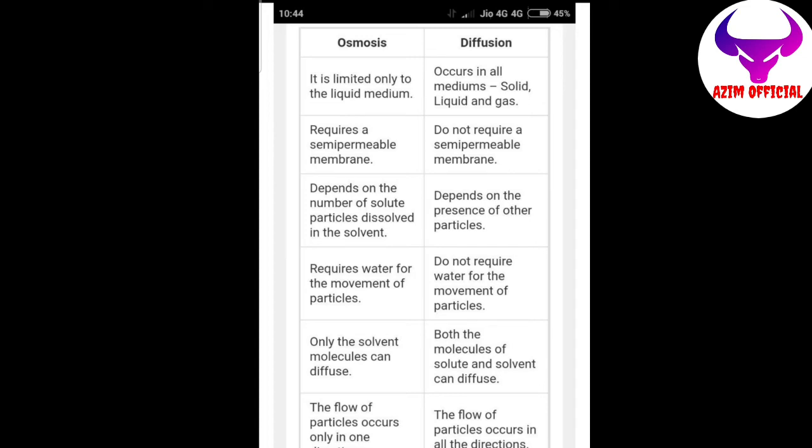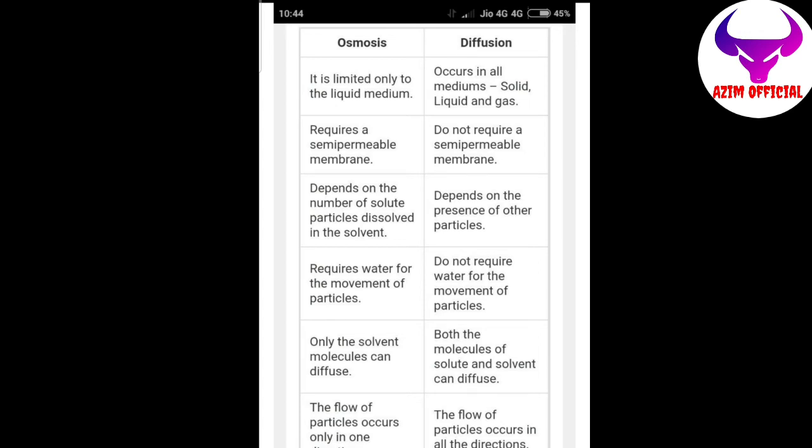So the difference between osmosis and diffusion here is very important. Osmosis is limited only to the liquid medium, and diffusion occurs in all mediums: solid, liquid and gas. Osmosis requires a semi-permeable membrane. Obviously you need a semi-permeable membrane in osmosis, but you do not require a semi-permeable membrane in diffusion, both simple and facilitated.